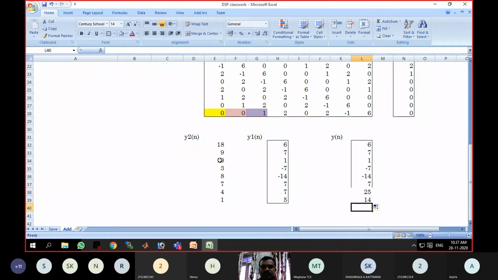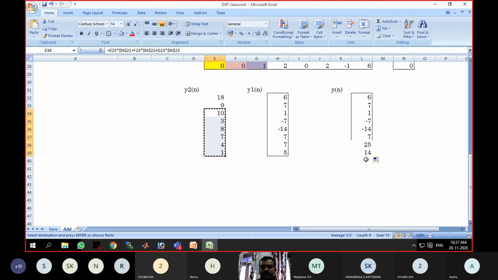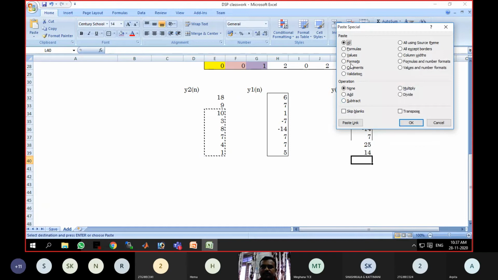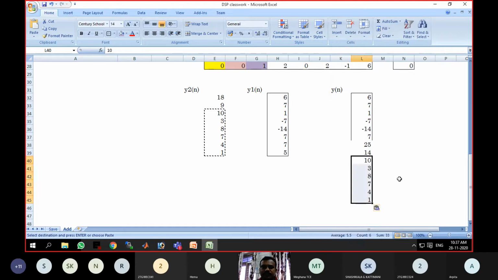And what is the remaining thing? The remaining values will be as it is. So the remaining L elements will be as it is. So we can get all the values.